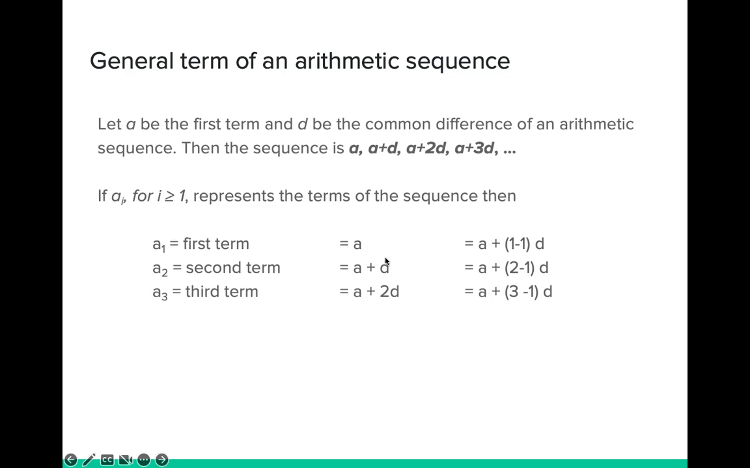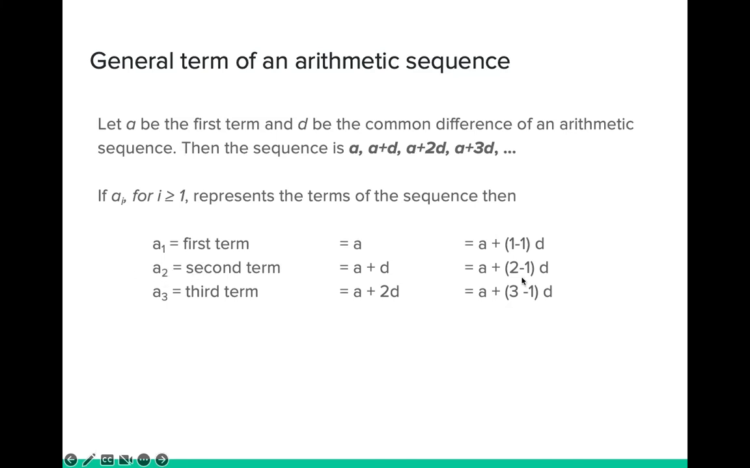As I have mentioned, the first term is common to all of the terms, so we vary on the second part. How did we arrive at this second part? For the first term, a sub 1, this expression is basically 0. For a sub 2, it's d. For a sub 3, it's 2d. It's actually the difference i minus 1. If i is equal to 1, then we have 1 minus 1, which results in 0, so we are left with a only.